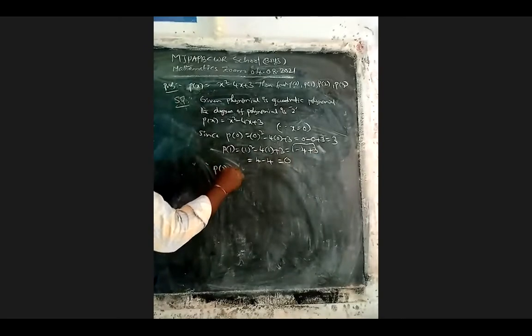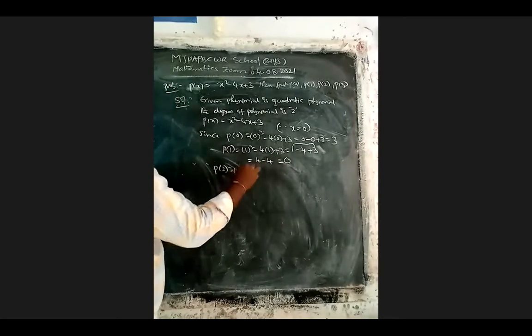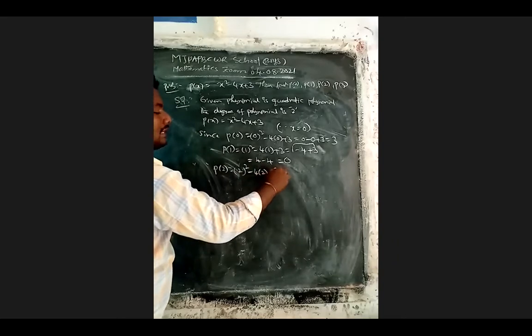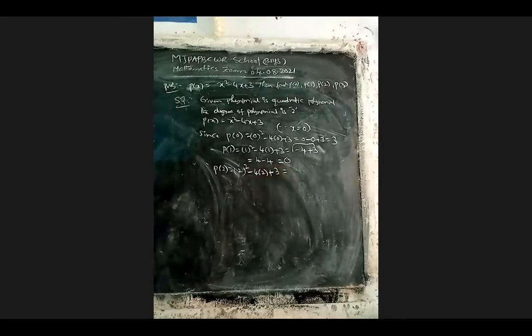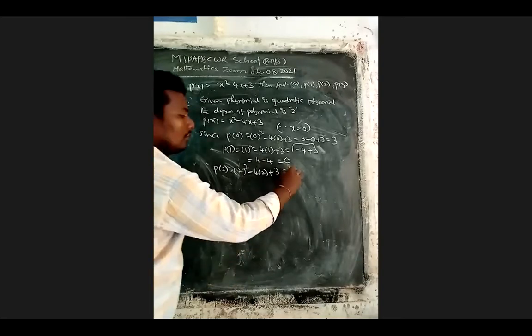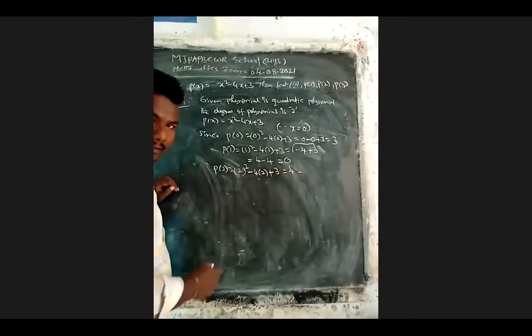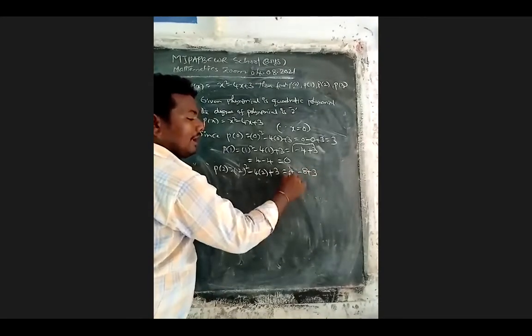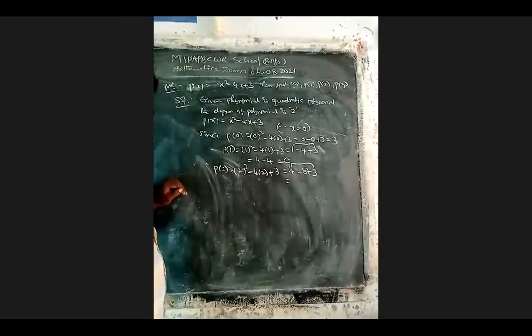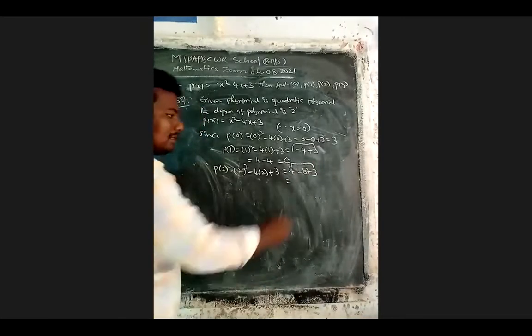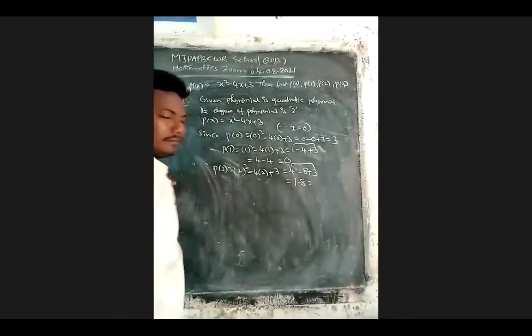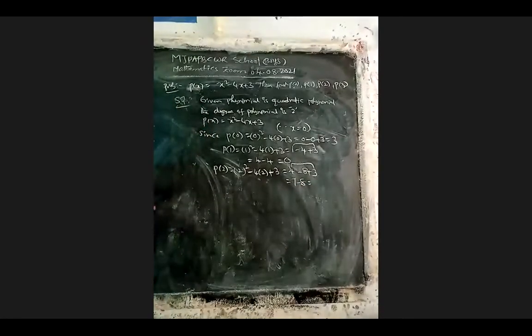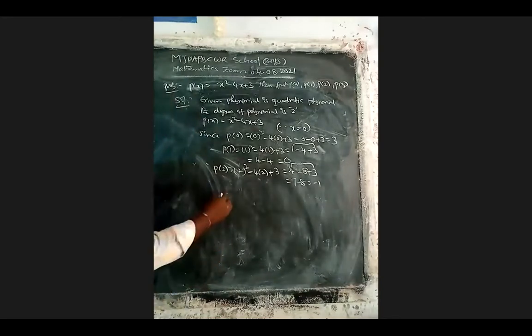Also P of 2. 2 square minus 4 into 2 plus 3. 2 square is 4, 4 times 2 is 8, so minus 8 plus 3. Adding positive terms, 4 plus 3 is 7. 7 minus 8 equals minus 1.